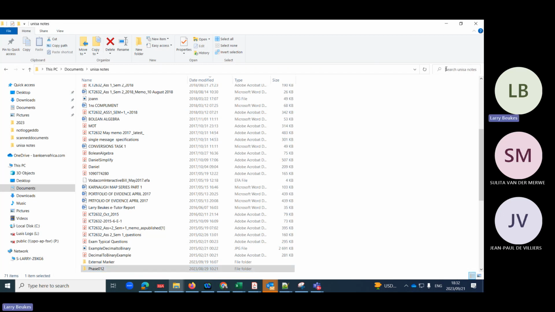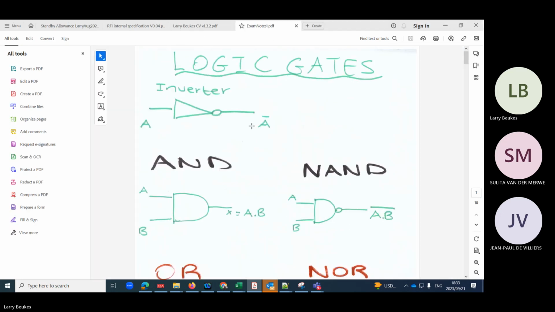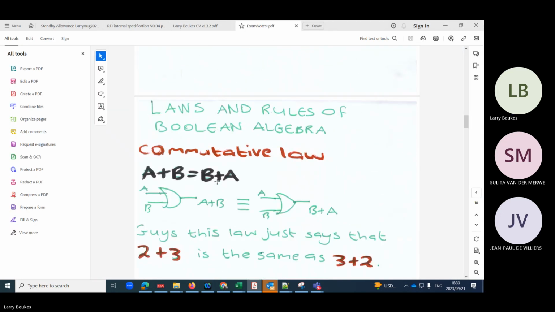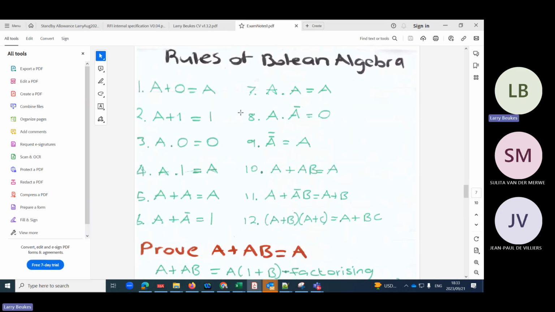Right. So before we go any further, there's exam notes 1, which is loaded on my Unisa. Please, you need to go through this document. It's called exam notes 1. Where is that? So this exam notes 1 will have all of these rules of Boolean algebra here, right?